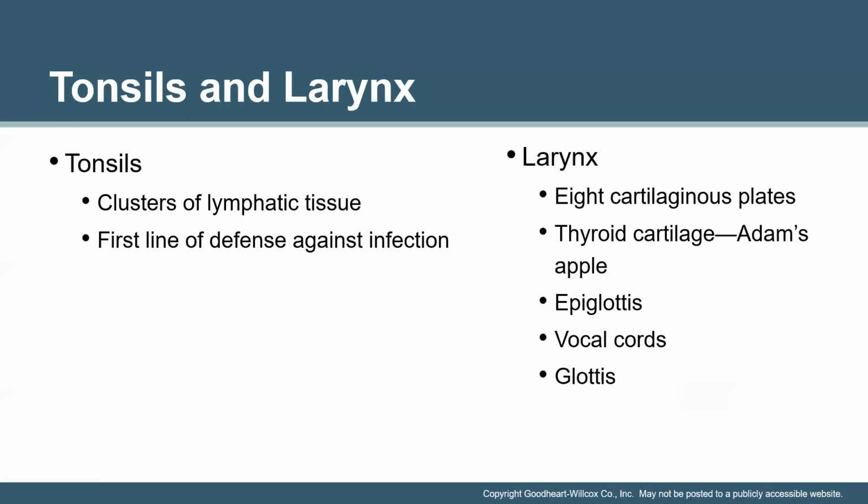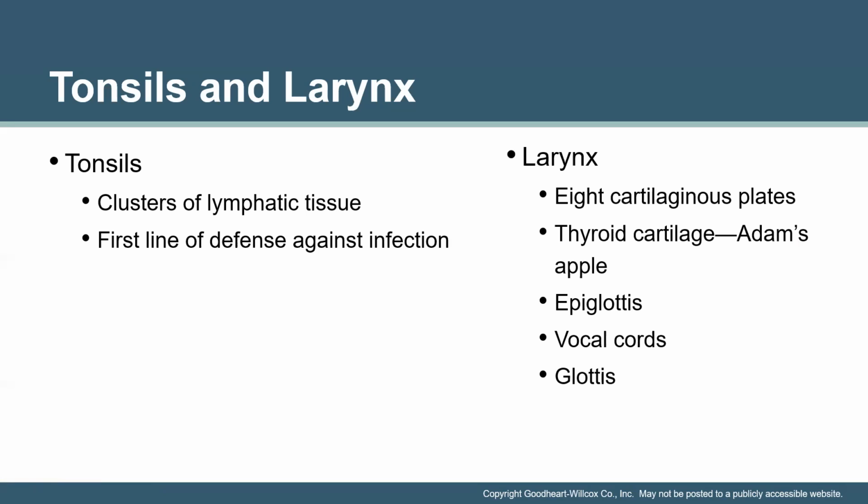Okay, the tonsils and our larynx. We remember from the lymphatic section that the tonsils are lymphoid tissue. They're very relevant and very important as one of our first lines of defense against infection. The larynx itself has 8 cartilaginous plates. Okay, I mentioned the thyroid cartilage. There are other different anatomical cartilaginous structures within the larynx.